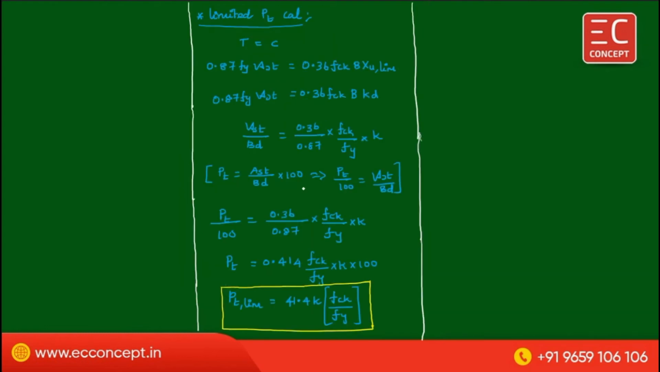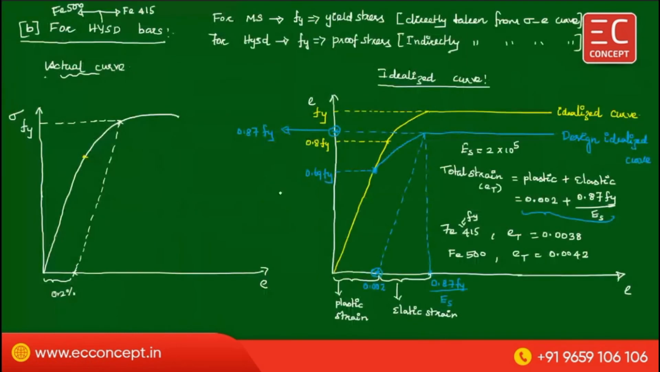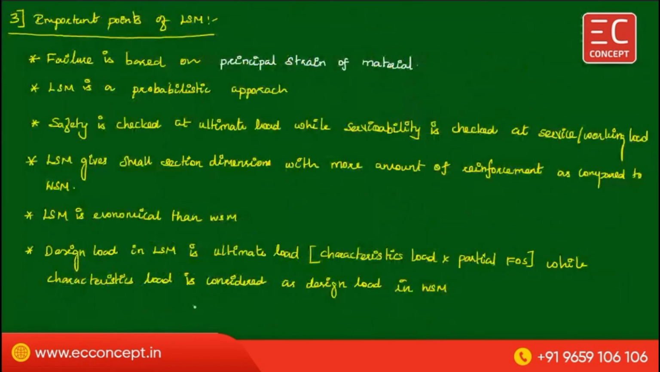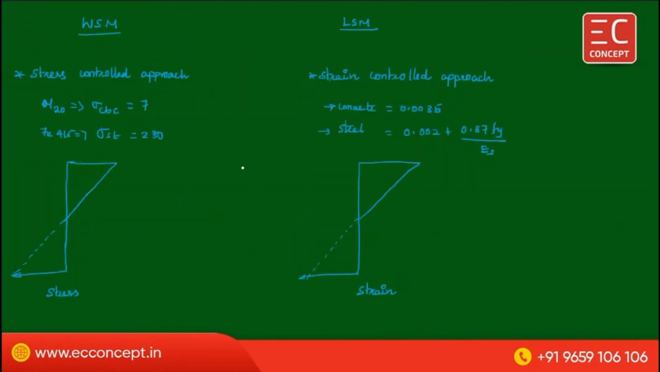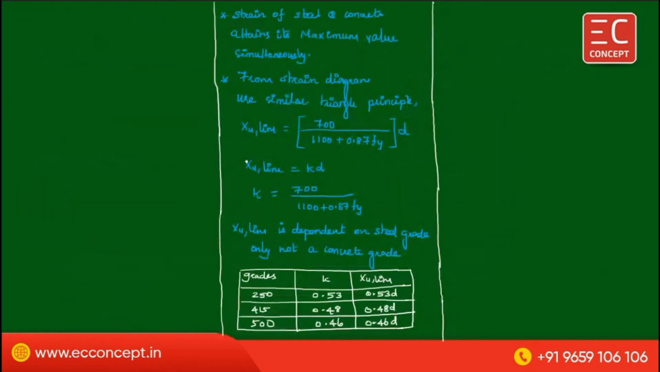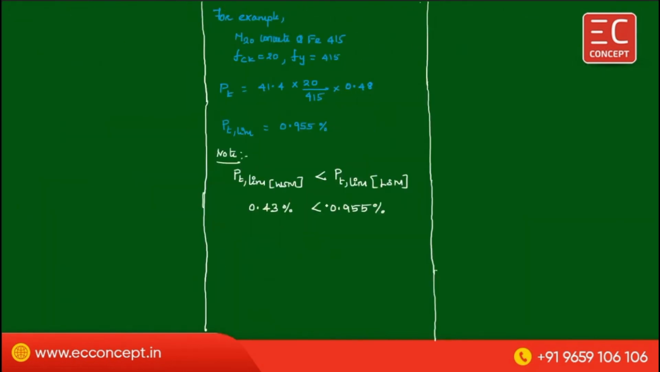One minute, let me go through that slide. Under the important points, the limit state method gives a smaller section size but more amount of reinforcement. In the limit state method, there is more reinforcement compared to the working stress method. I will also explain the meaning of smaller section dimension. You have to keep this in your mind. That is an important point.